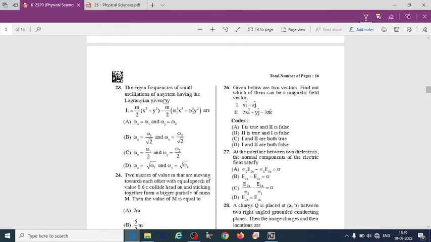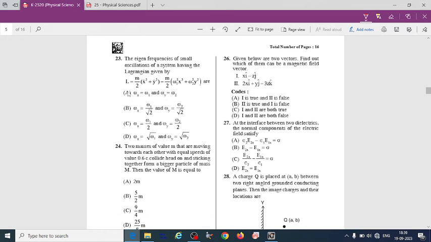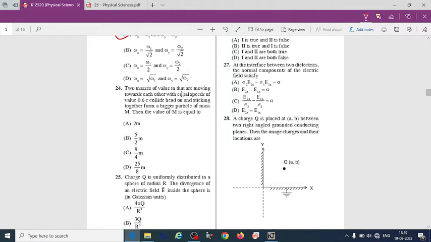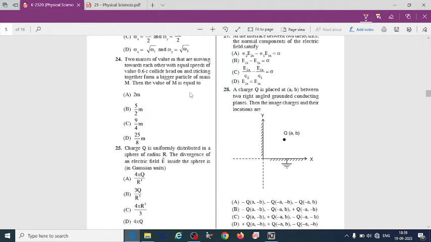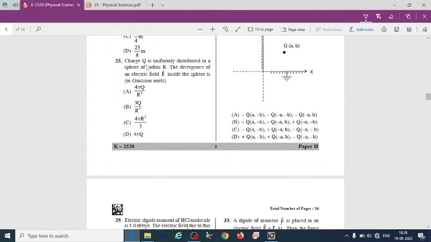The eigenvalues of the small oscillations of a system having the Lagrangian given by L equal to half m x dot square plus y dot square are, the option A. Two masses of value m that are moving towards each other with equal speeds of value 0.6 c collide head on and, sticking together, form a bigger particle of mass M. The value of M is equal to option B, 5 divided by 2 m.